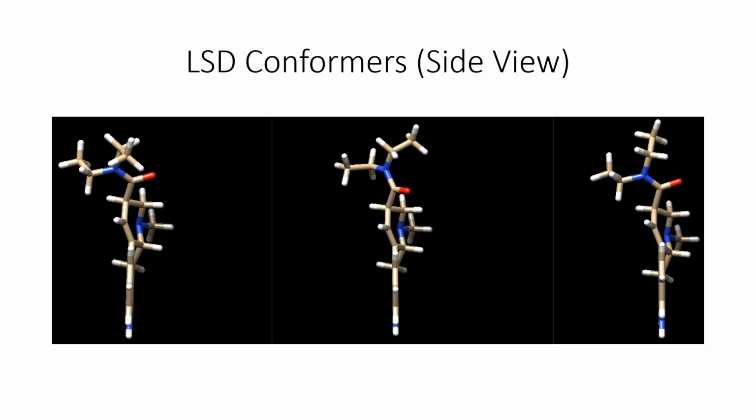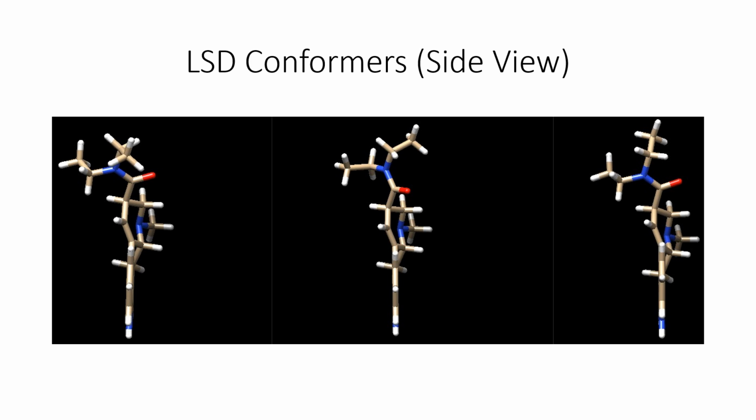Let's now take a look at LSD's various conformers from a different angle. This angle is from the side. You can almost imagine if I grab the ergoline ring system and rotate it 90 degrees, this would be the orientation in space of that viewing angle.